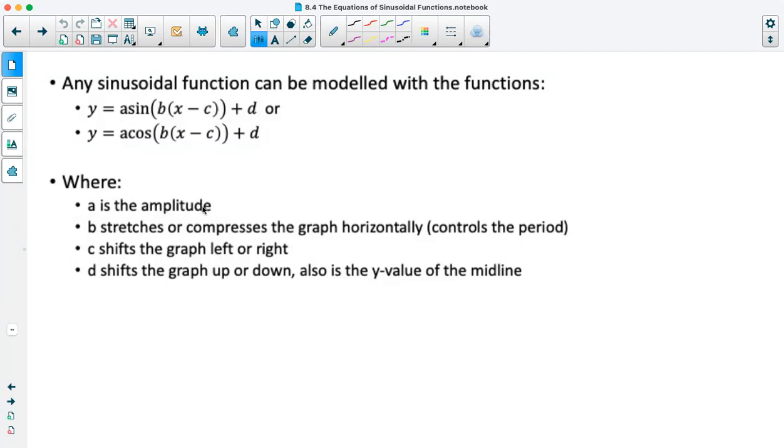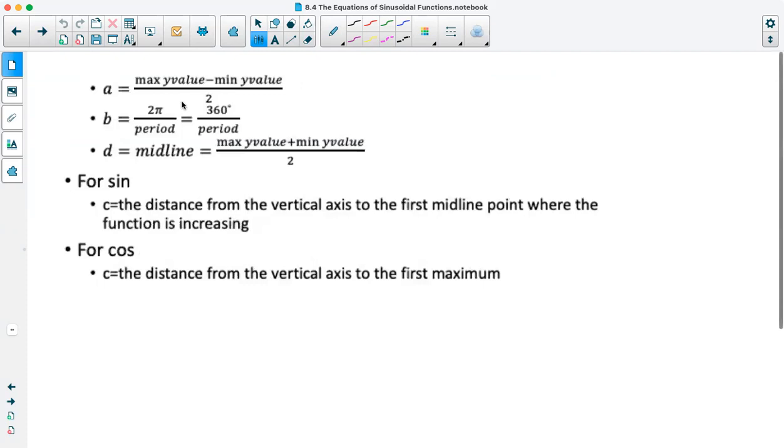So we'll look at how to exactly calculate our A, B, C, and D. A is our maximum y value minus our minimum y value, divided by 2. B is 2 pi divided by our period if we're working in radians. If we're working with our function in degrees, it's 360 degrees divided by our period. Our midline, our D value, we can get by looking at our graph, or we can take our maximum y value plus our minimum y value and average those, so dividing by 2.